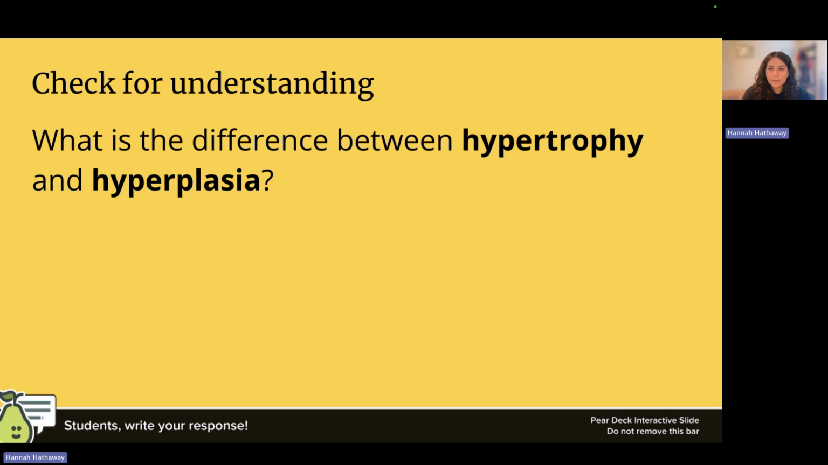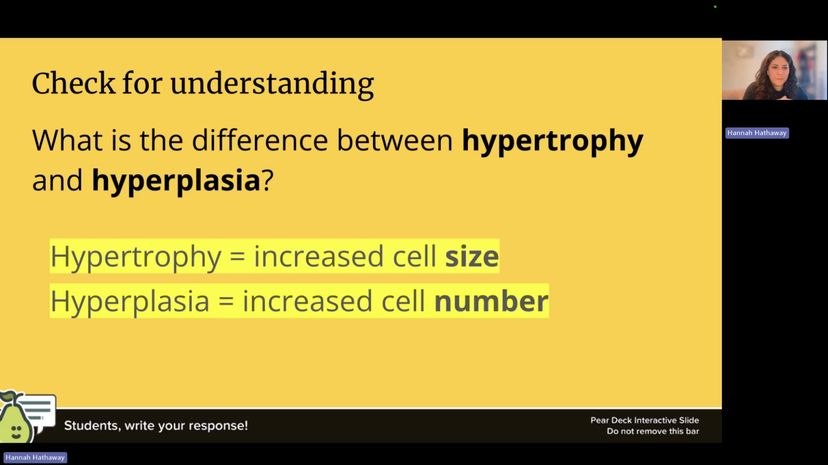Yeah, so hyper means more or greater. So we know that both of these have something to do with more or greater, but the difference is in that end part. So trophic means growth. So hypertrophy, the cell is growing larger. It's getting bigger just in size, like the size of the cell itself has gotten larger. Hyperplasia is more cells. So increased number of cells, increased cell division.